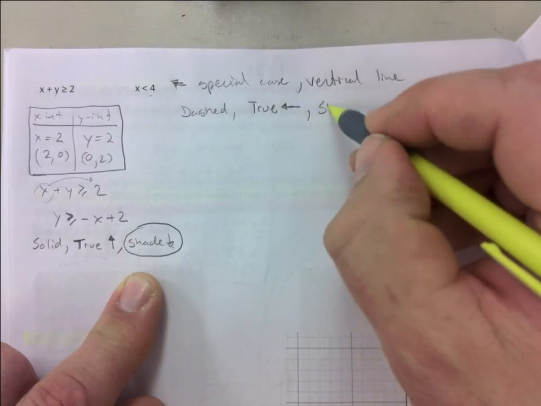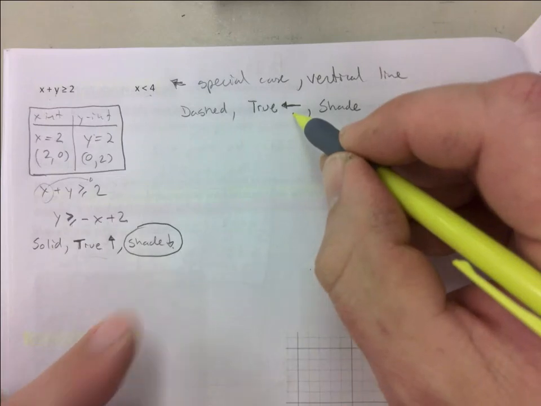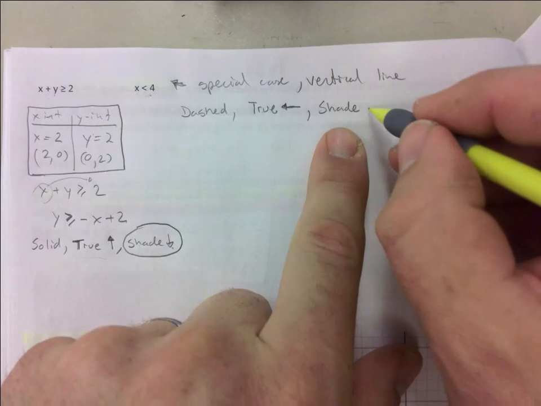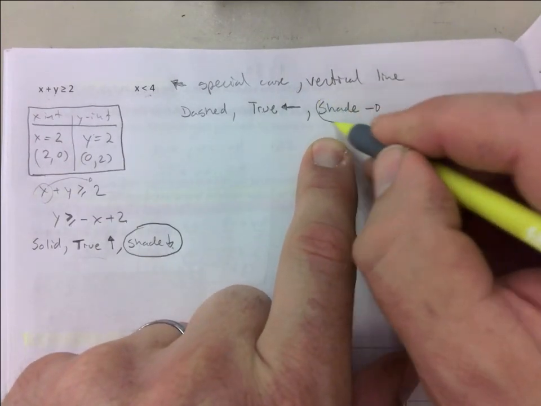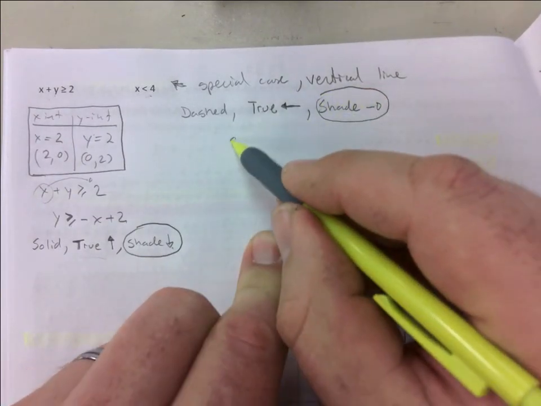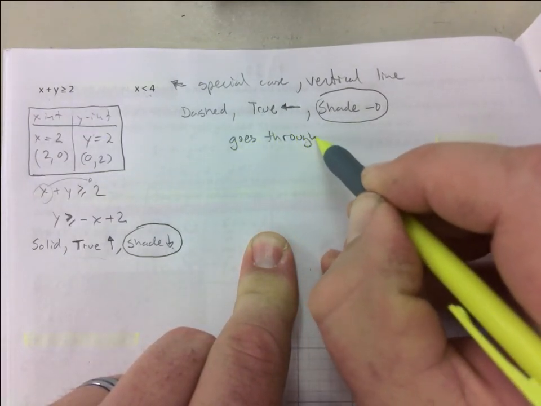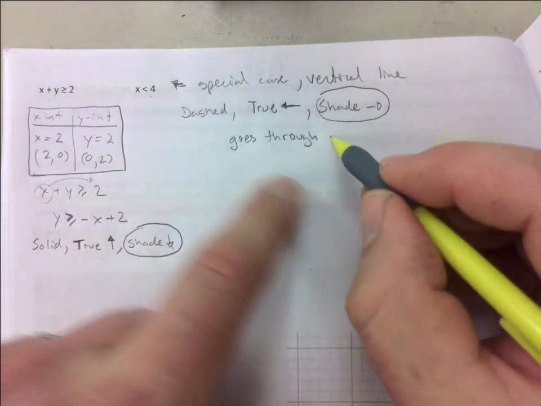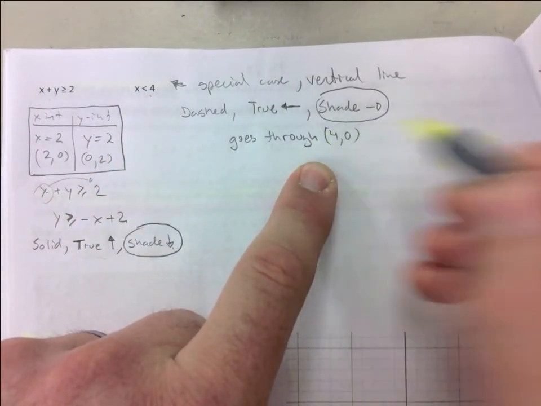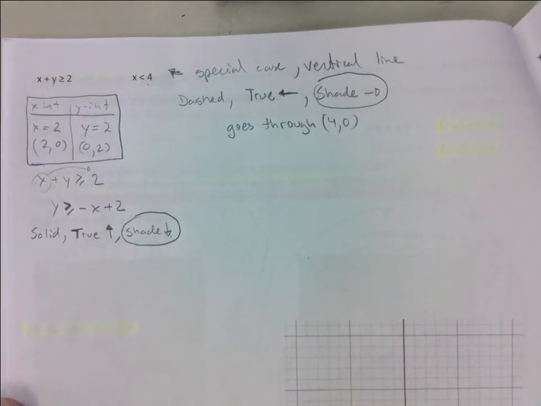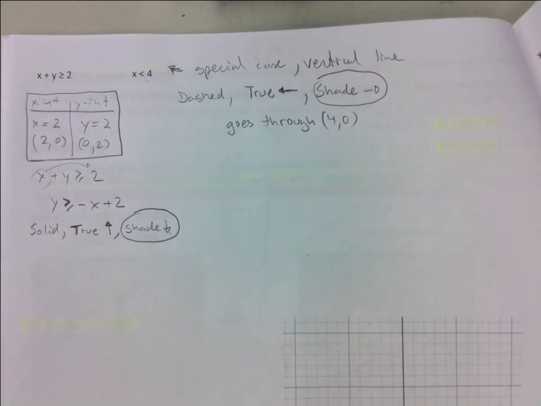Where are we going to shade? The opposite. Okay, we're going to shade the right. And this one goes through, you don't have to write this part, but this is positive 4, so it goes through (4, 0). That's everything I need to graph this now.